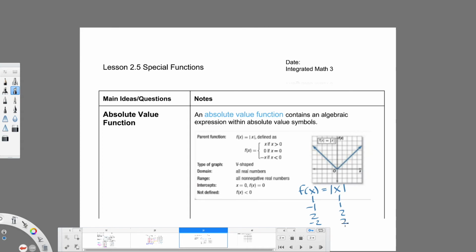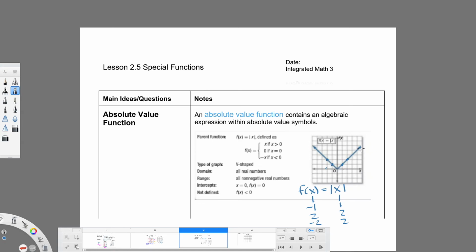So now if we look at this graph, we can actually see if I go 1, 1, 2, 2. So I did the positives. Now if I go -1, I have to go +1. Because remember, -1 turned into +1 because of the absolute value. -2 turns into +2. So I can see this kind of V pattern happening, and I can connect them.